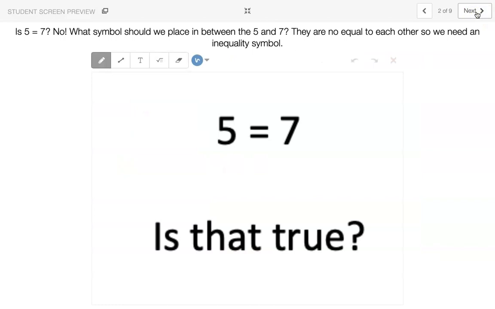So now I want you to answer this question for me. Is 5 equal to 7? Is that true? No, no way. They aren't equal to each other. We know that, so we can't use the equal symbol. We need to use one of our inequality symbols. So let's go on. And don't worry if you don't remember them, because we're going to review them now, okay?